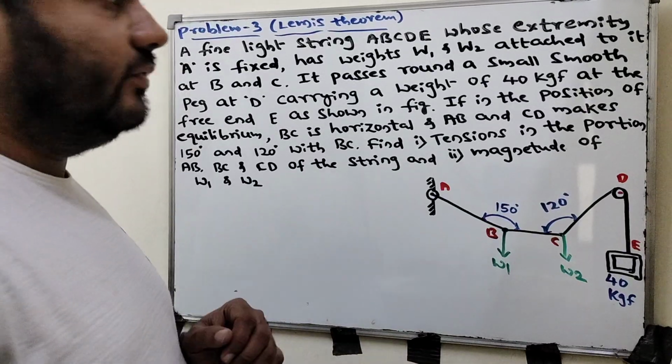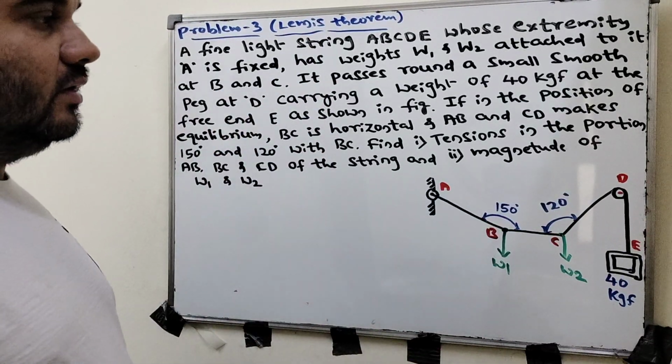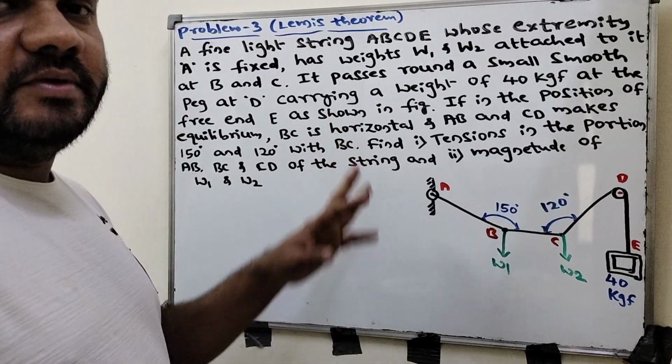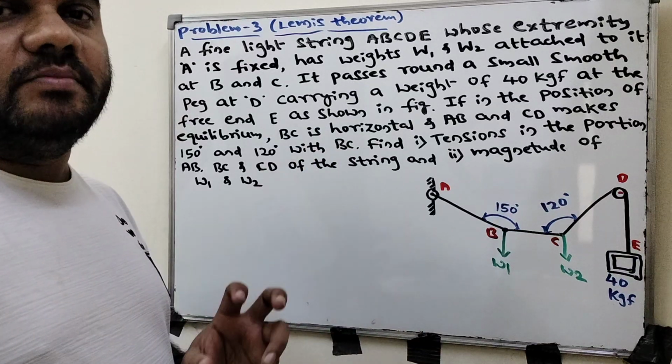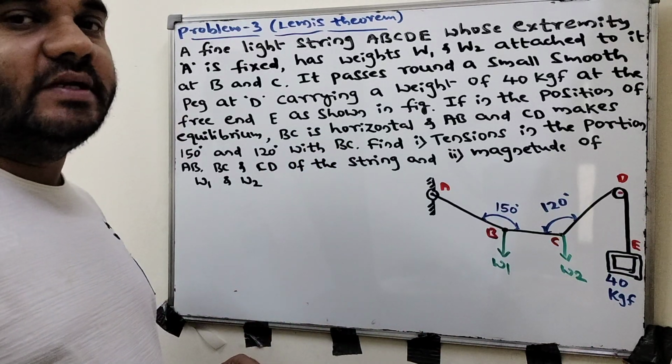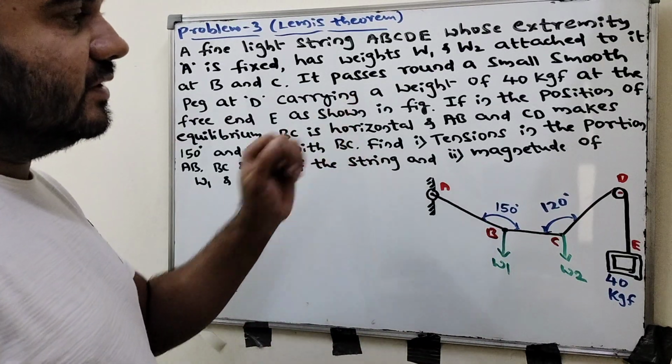In this video, we'll solve one more problem related to Lami's theorem. It is problem number 3 here. Similar to the previous first and second problems, which were also solved with respect to some bulb and string equation problems. These are all application-oriented problems. Now we'll go for the third problem here.